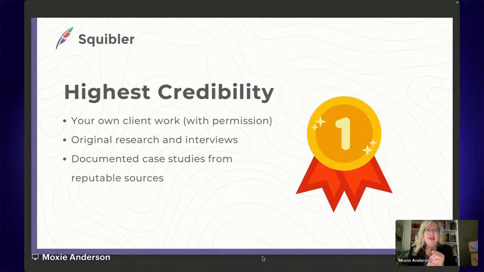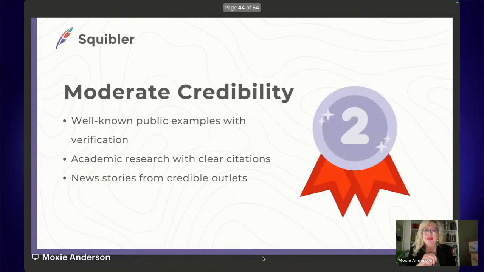The highest credibility is going to be your own client work or something that can be replicated, but you get permission, of course. Original research and interviews is very credible, especially if it's peer-reviewed in a journal or a newspaper article. And documented case studies from reputable sources. These are all highly credible.